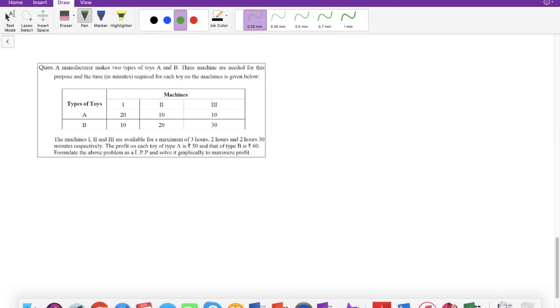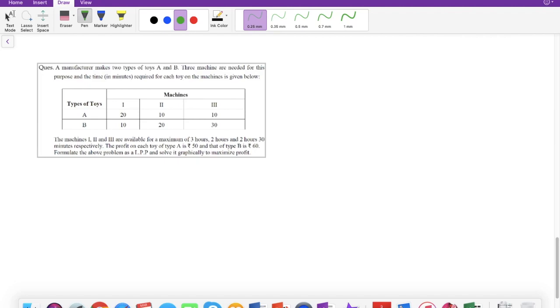3 machines are needed for this purpose, and the time in minutes required for each toy on the machines is given here. So you are given the time needed by each type of toy to be processed on each type of machine. There is no need to tabulate the data as it is already tabulated by the examiner. Machines 1, 2 and 3 are available for a maximum of 3 hours, 2 hours and 2 hours 30 minutes. The profit on each toy of type A is rupees 50 and that of type B is rupees 60. Formulate the above problem as a linear programming problem and solve it graphically to maximize the profit.